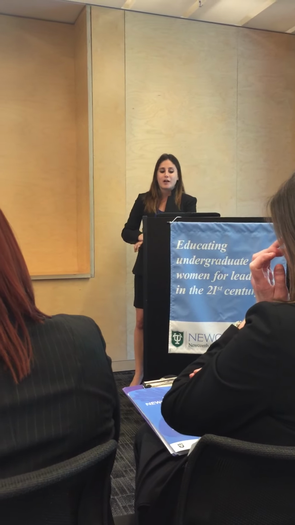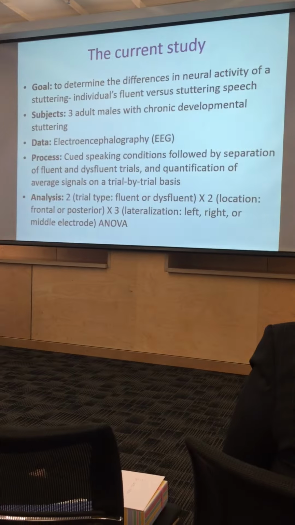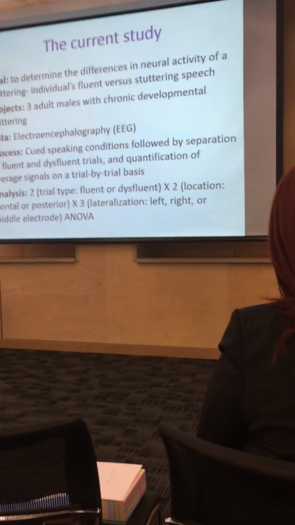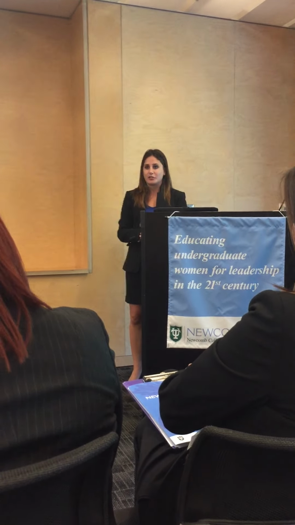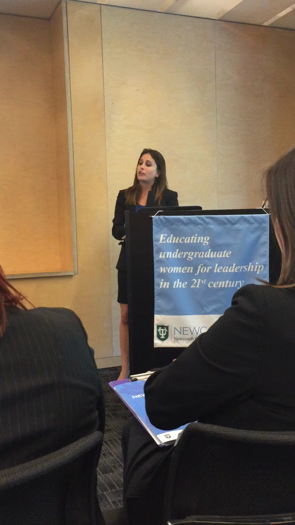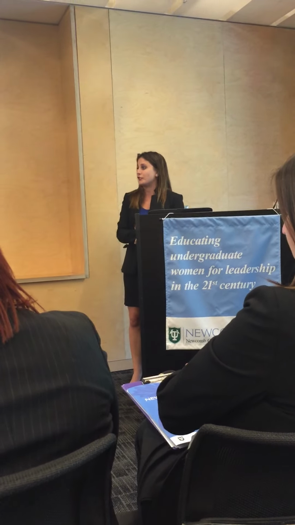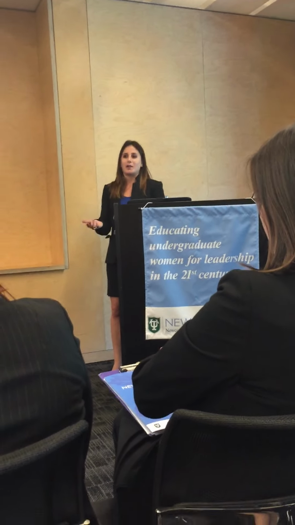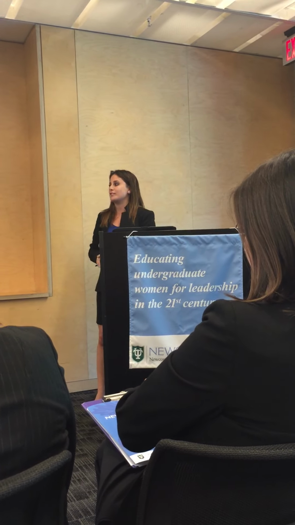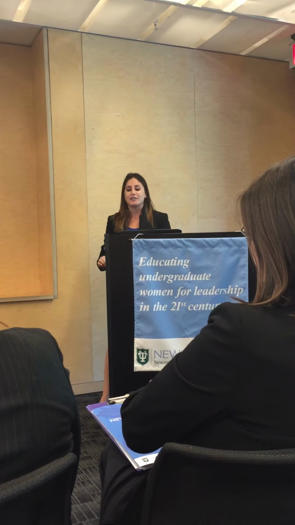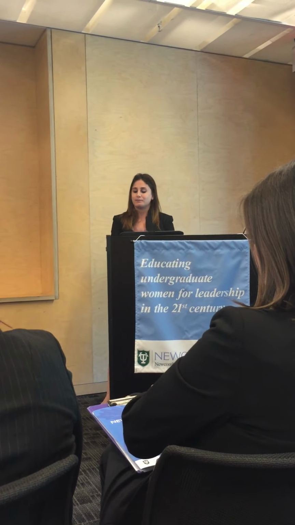So the primary thing that we're looking for is a difference in the brain signal: is there a difference in the trial type, fluent versus disfluent? But we're also looking at interactions of location and lateralization, meaning is the signal stronger in the frontal areas, or in the left versus the right hemisphere? If you know anything about the brain, your functions are mapped in different areas, so this can help us understand what's going on more if there are some topographic effects.